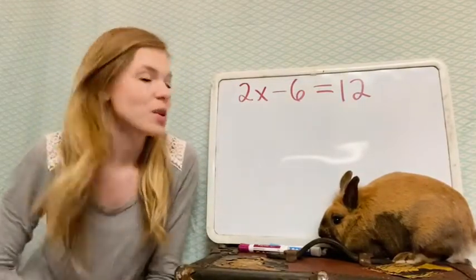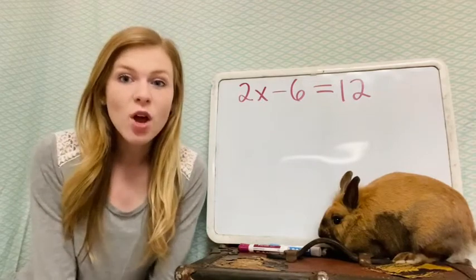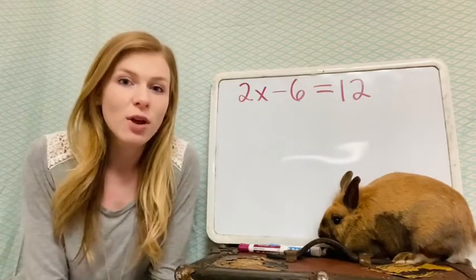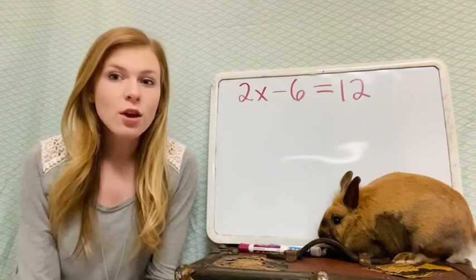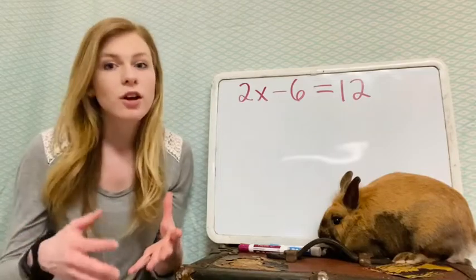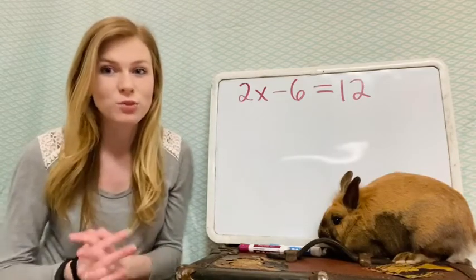It's 2x minus 6 equals 12. Notice that this equation is longer than the examples I used in my video of solving one-step equations. So because it's longer, we are seeing multiple operations here. We are going to have multiple steps to solve this problem.